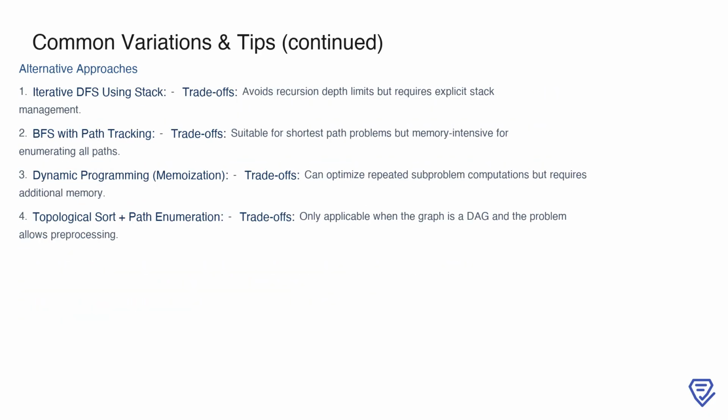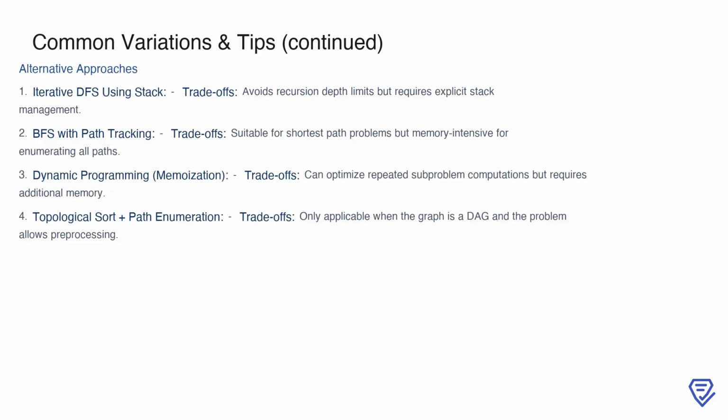Finally, let's look at some alternative approaches you might encounter. Iterative DFS, for example, avoids recursion depth limits by using an explicit stack for state management. While this eliminates the risk of stack overflow, it does require careful handling of the stack manually. Another approach is BFS with path tracking, which can be useful for shortest path problems but can become memory intensive when enumerating all paths. Dynamic programming with memoization is another option.